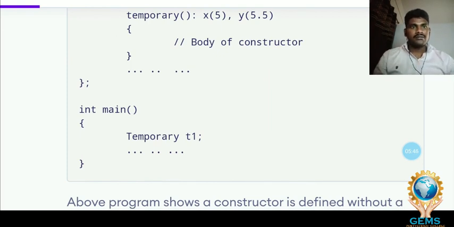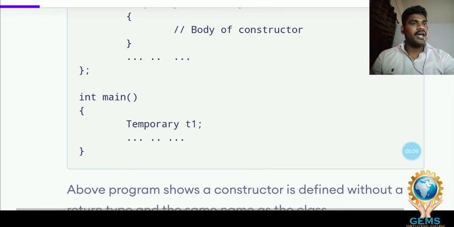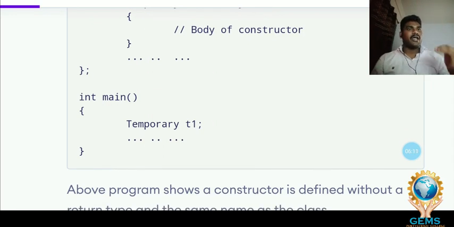Now look at how this constructor will work. In the main program, Temporary is the class and T1 is the object. This constructor will work automatically when we are creating the object. So we create the object, Temporary T1. Then the constructor will come and execute. That is, the constructor automatically works when the object is created.